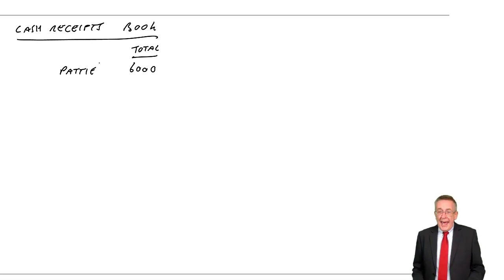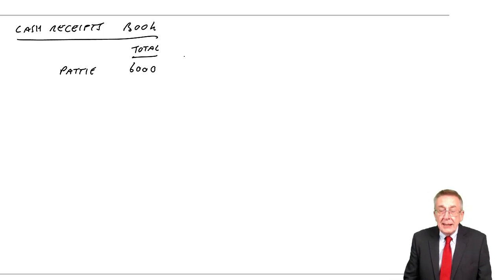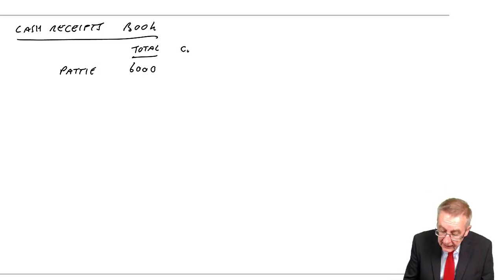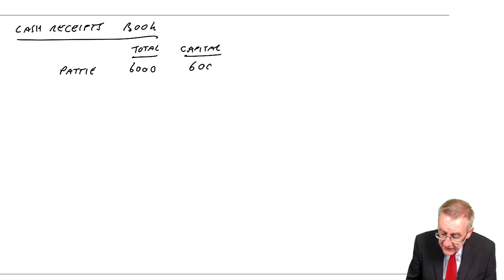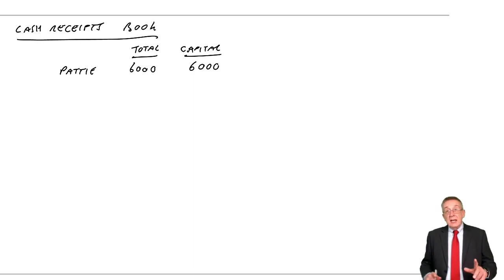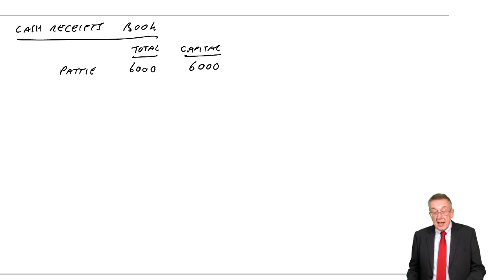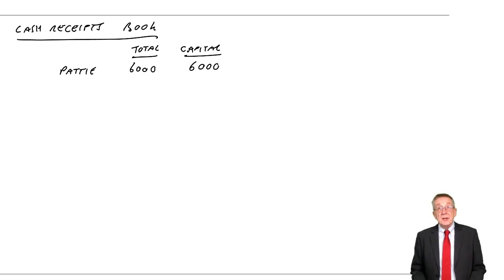And so I don't forget, when we get the receipt, I enter 6,000, but we have what we call analysis columns. I'll have a column headed up capital, and I put 6,000 in that column as well. And so you'll see later in the exercise, when we do come back later to do the double entry, I know immediately why we received the 6,000. It was capital, and therefore I know what the double entry is going to be.